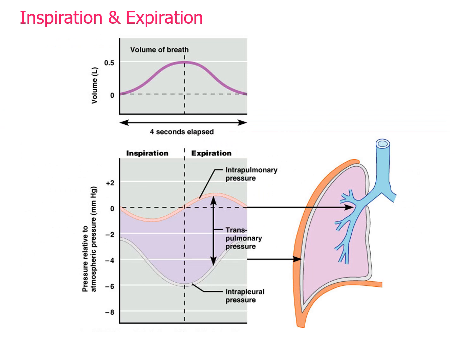Here you see again that the transpulmonary pressure is the difference between intrapulmonary and intrapleural pressure. And intrapulmonary is always greater than intrapleural all through that sequence of events in inspiration and expiration.